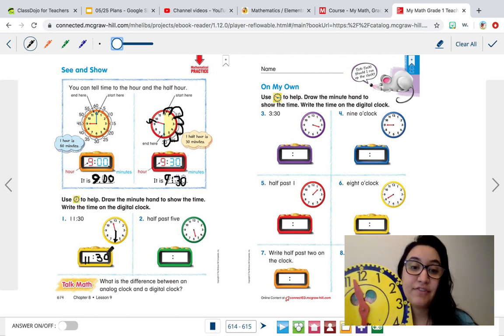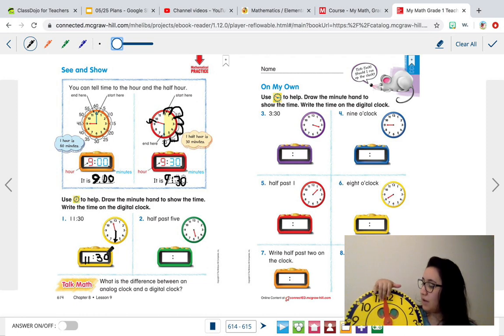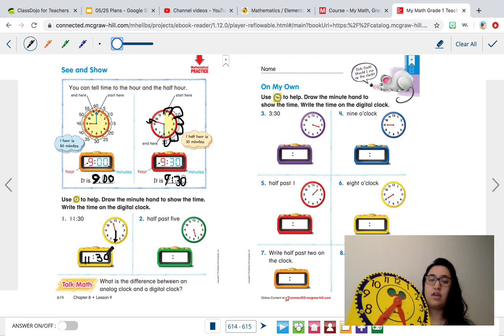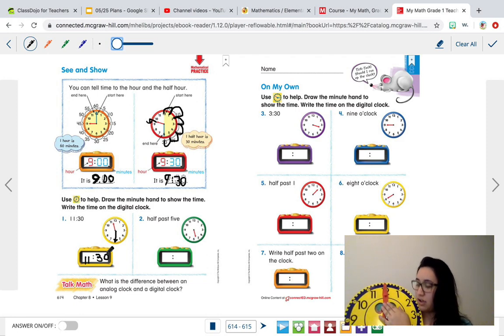Now, 5:30. So we know our hour hand has to be all the way over here, all the way between, so let's pretend it's 5 o'clock, okay?